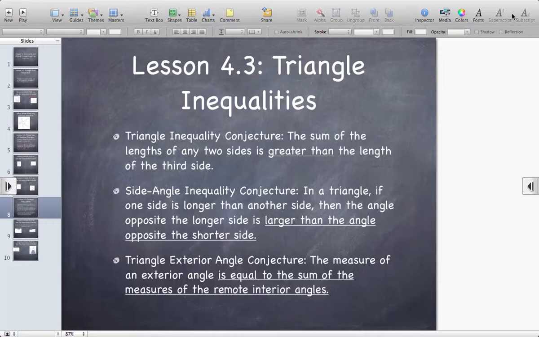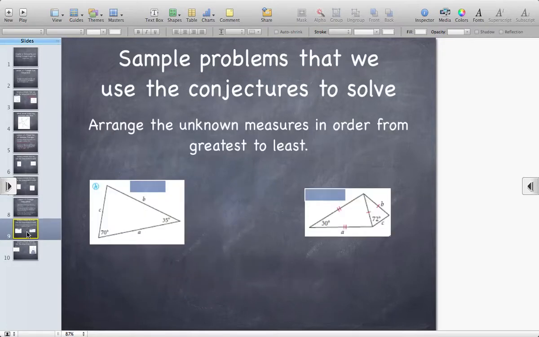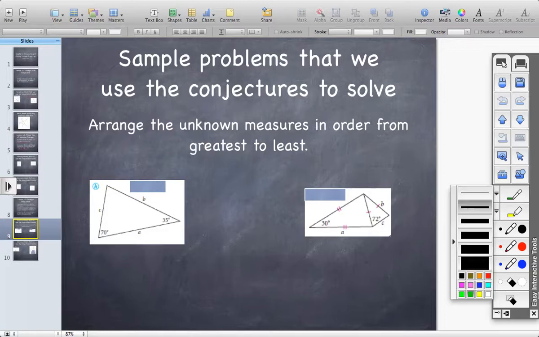And then our last investigation, we found the triangle exterior angle conjecture. The measure of an exterior angle is equal to the sum of the measures of the remote interior angles. Some of you were trying to figure out how would we say the 2 interior angles, but not the one next to the linear pair. So that's how we say it, the remote interior angles. So let's take a look at how we can use these conjectures to help us solve problems.